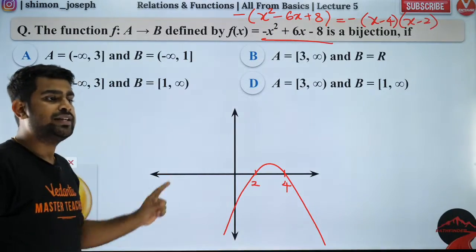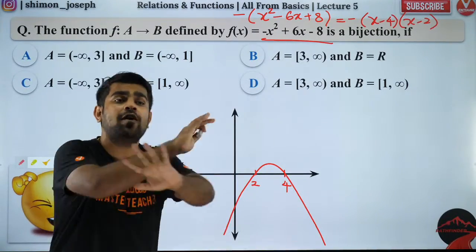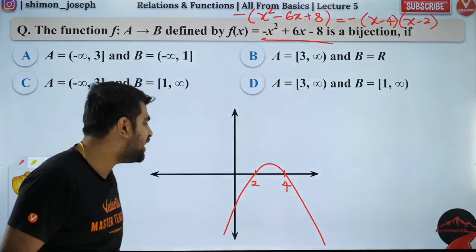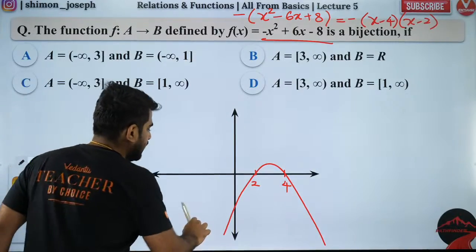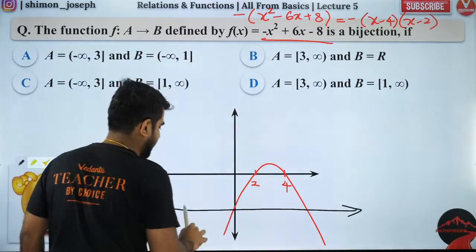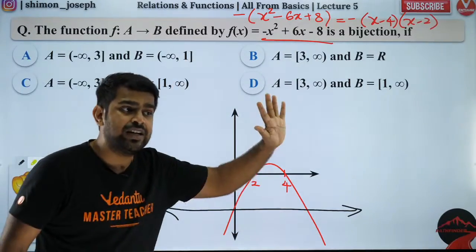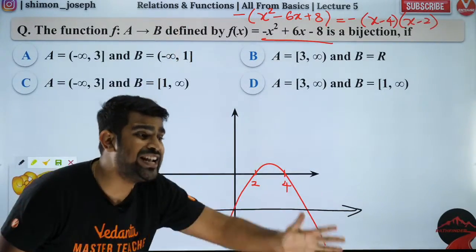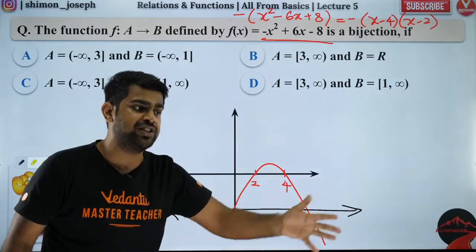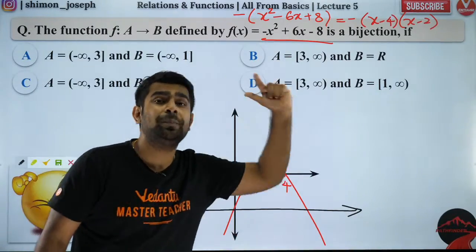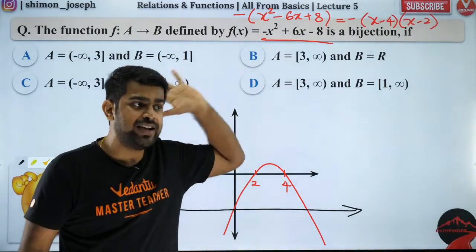Now, can it be a bijection? Of course not. Why? Because it is not one-to-one. If I draw any horizontal line, it will cut the graph at 2 points. So it is not a bijection. So I need to make it a bijection. Are you all clear?